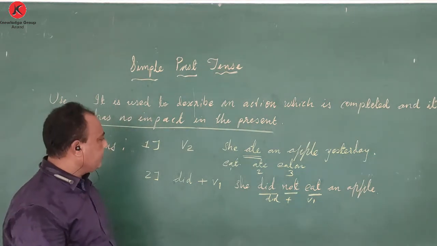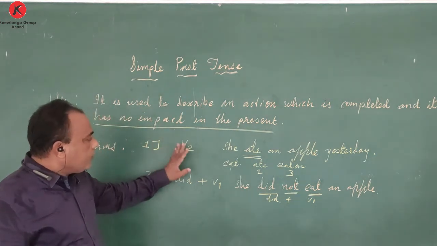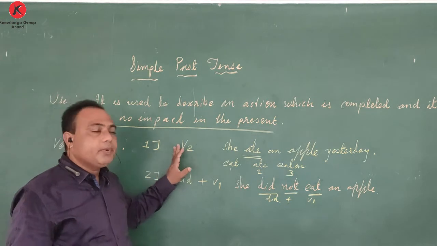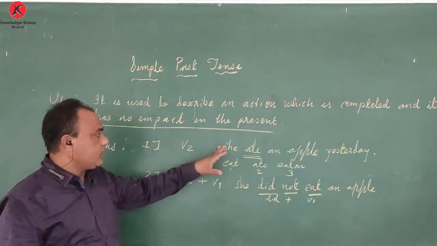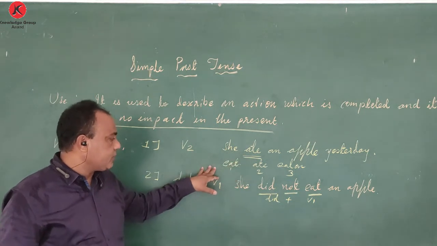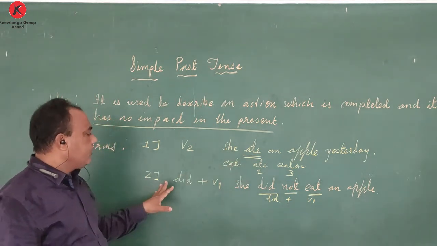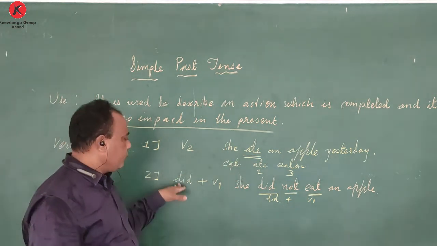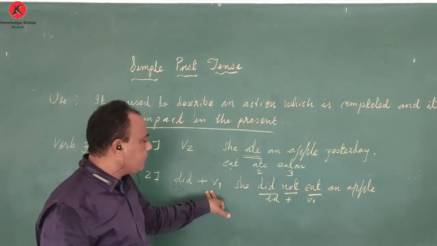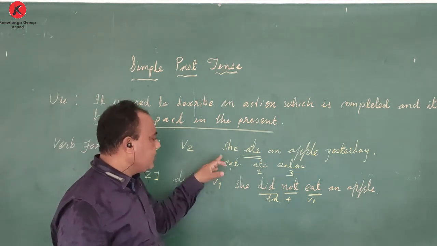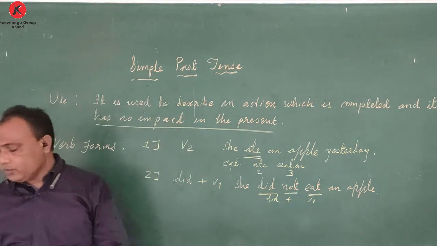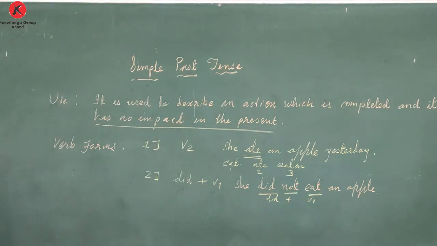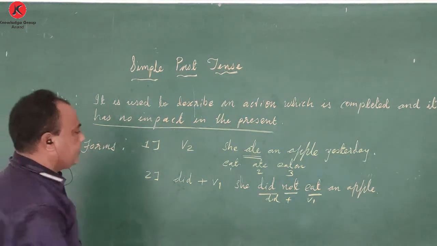So always remember, in simple sentences, I mean affirmative sentences, we use V2, just like this one: she ate an apple yesterday. But in negative and question, we go for the did plus V1 formation in simple past tense. She did not eat an apple yesterday. So with that particular formation, you have to go into the exercises.